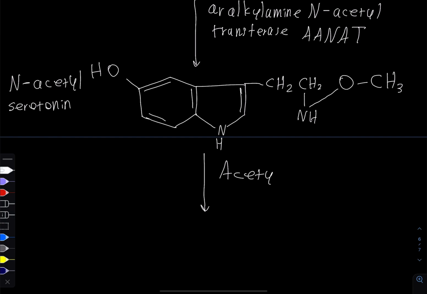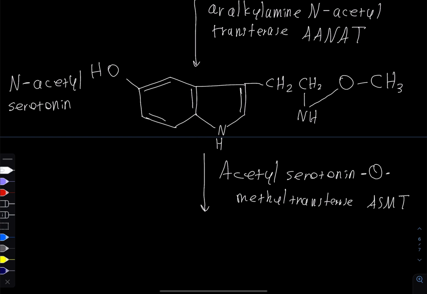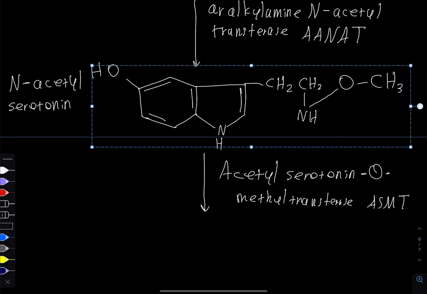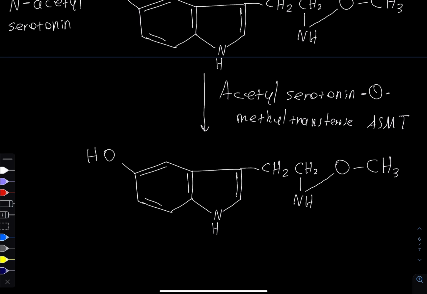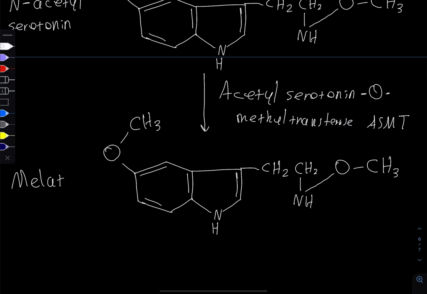The next enzyme is going to be called acetylserotonin O-methyltransferase, or ASMT. When we use this enzyme, we're going to take the same molecule and take this group and then replace it with this. And this molecule here is melatonin. Okay, so that's the whole pathway.